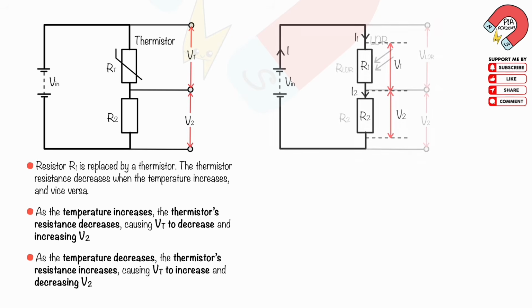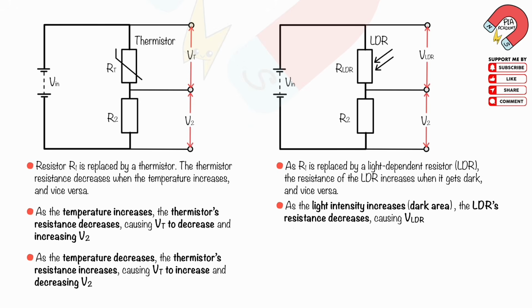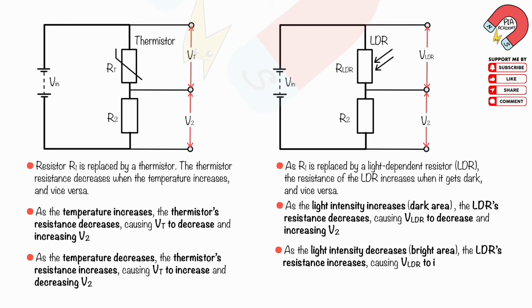As R1 is replaced by a light-dependent resistor, LDR, the resistance of the LDR increases when it gets dark, and vice versa. As the light intensity increases, the LDR's resistance decreases, causing PD across LDR to decrease and increasing V2. As the light intensity decreases, the LDR's resistance increases, causing PD across LDR to increase and decreasing V2.